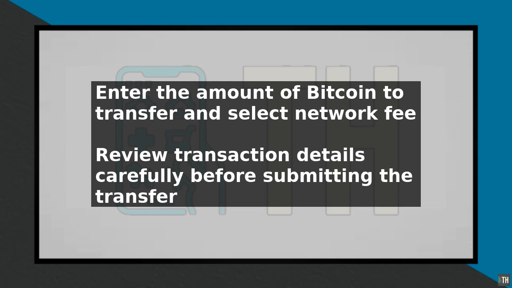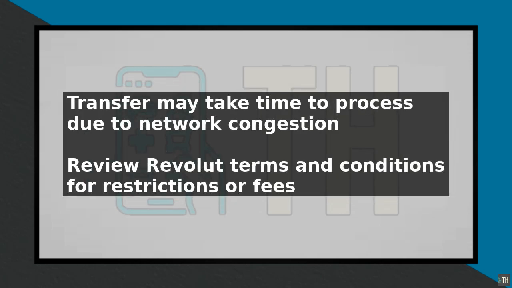The transfer may take some time to process, depending on the blockchain network congestion and the speed of the transaction. Once the transfer is complete, you can view your updated Bitcoin balance in your Revolut account. It is essential to note that Revolut may impose certain restrictions or fees on cryptocurrency transactions, so it is crucial to review their terms and conditions before transferring Bitcoin.